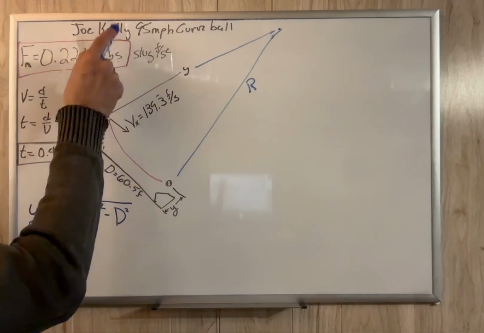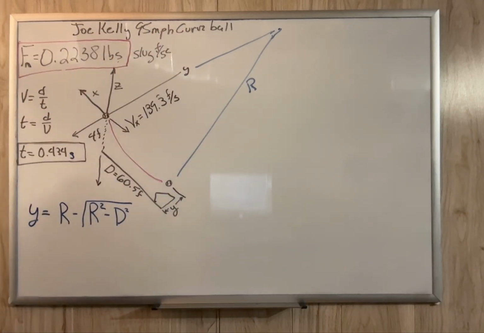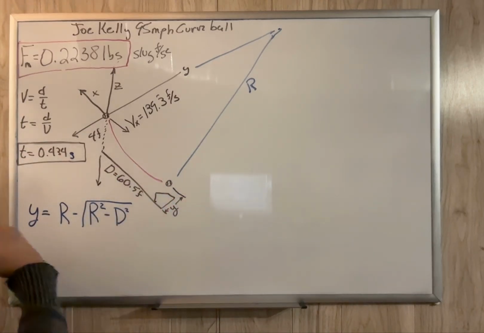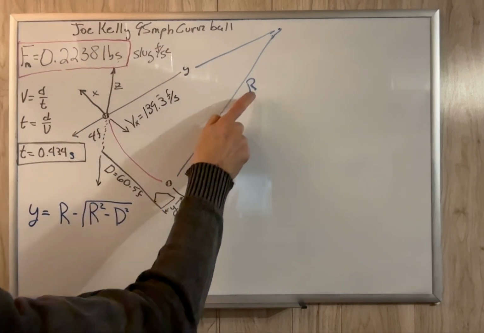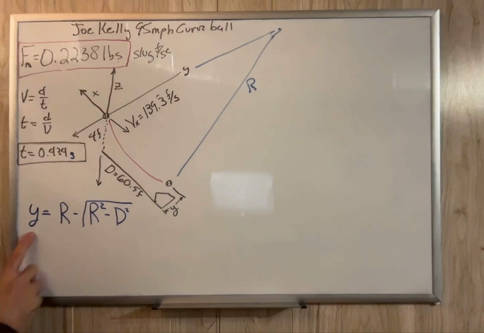That's why Joe Kelly's 95-mile-an-hour curveball was really important, because you want to keep that batter off balance. You want them to swing at where they think the ball is going to be, but it's not. So he threw this curveball. Let's find out R. Since we're going to find Y, let's find out what R is. We know what D is. R is just going to be a radius.